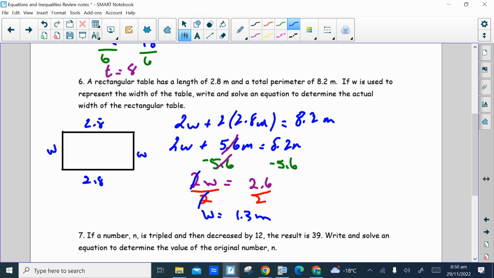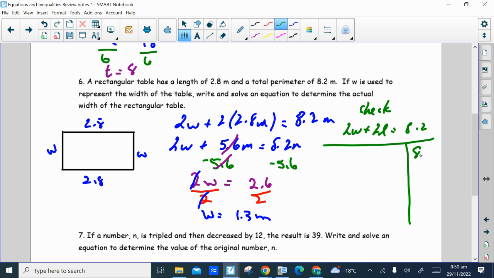So to make sure, if we add up all 4 sides, it should equal 8.2. Two W plus 2 lengths has to equal 8.2. Let's fix that. So on the right side, we have 8.2. On the left side, 2 times W, which we found to be 1.3, plus 2 times the length, which we found to be 2.8.